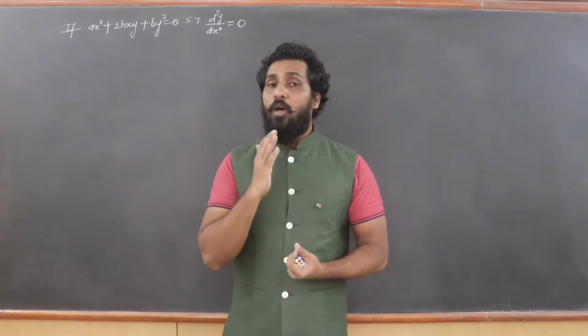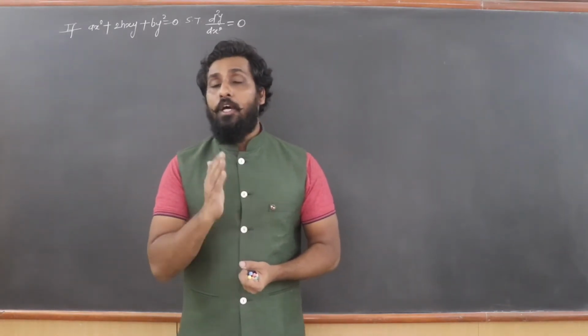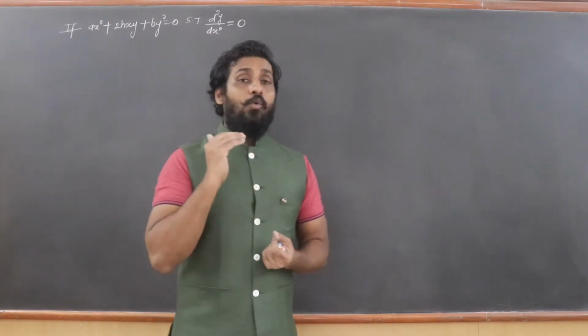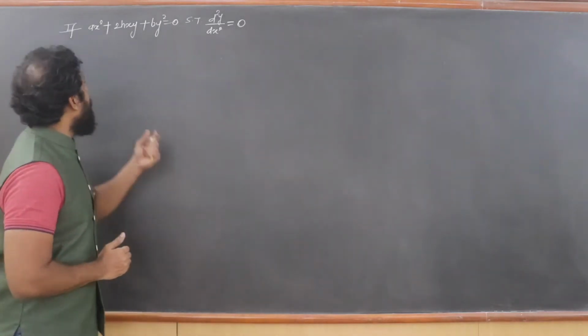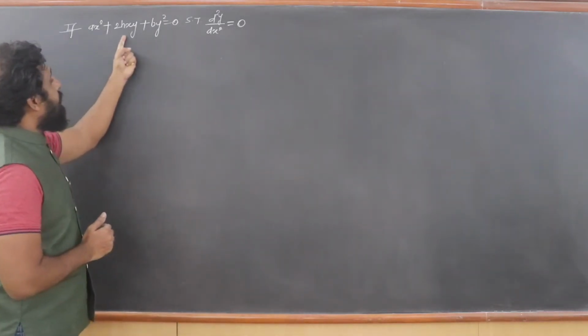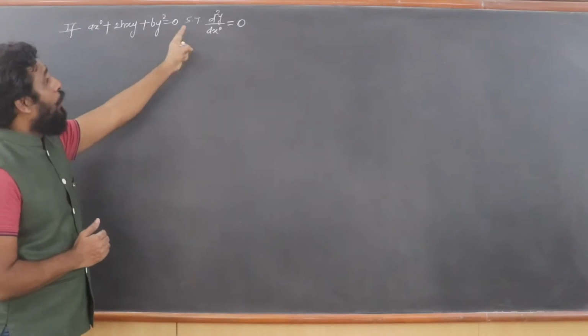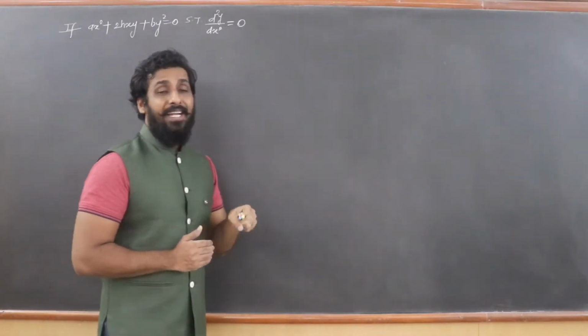Let's begin with one more example on higher order derivatives. Now, the question that is written on the board is, if ax square plus 2hxy plus by square is 0, we want to show that d2y by dx square is equal to 0.